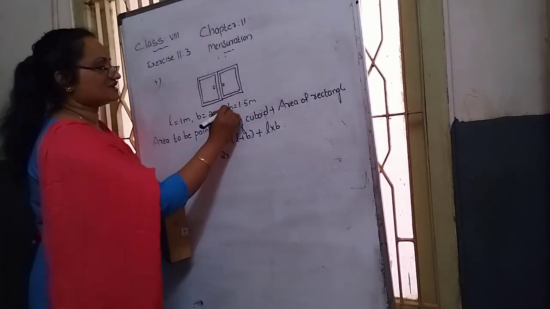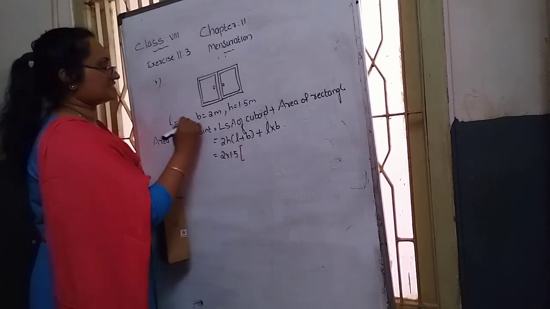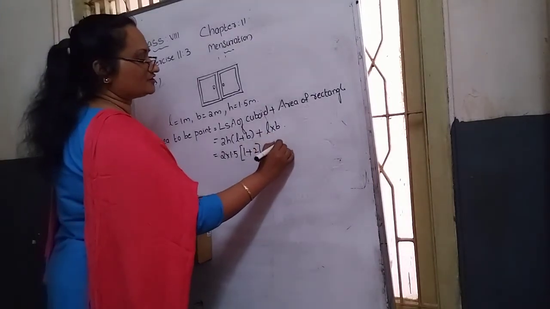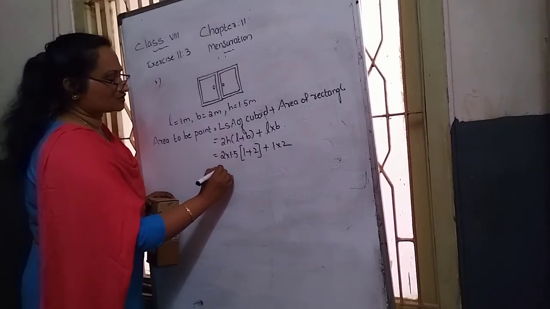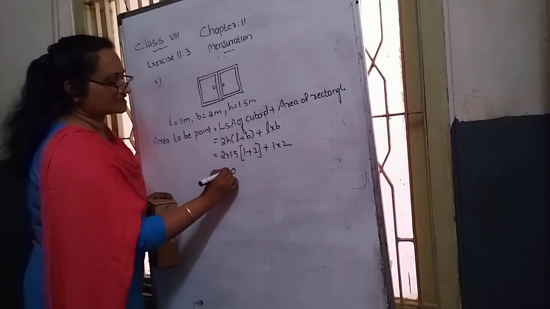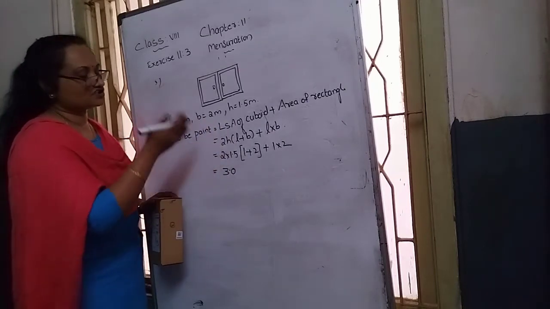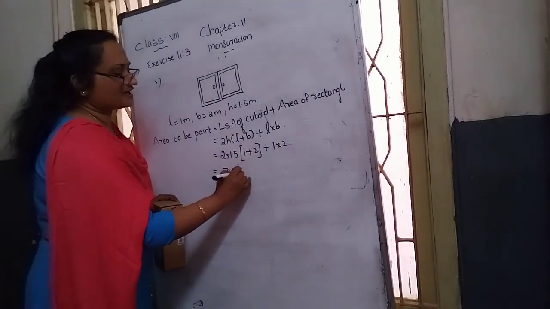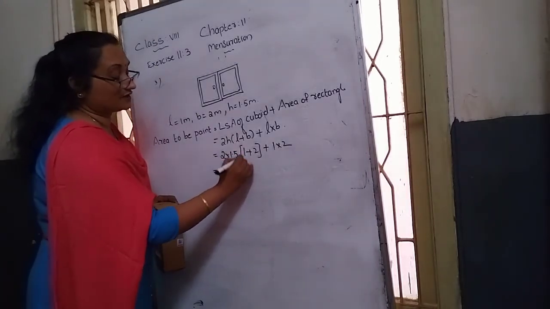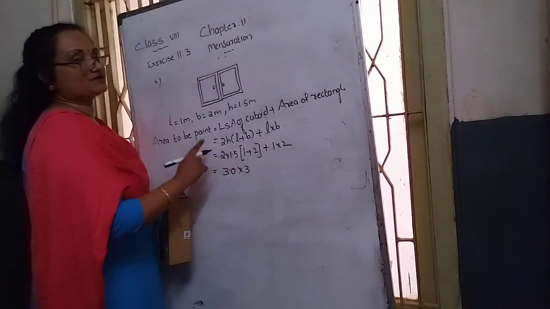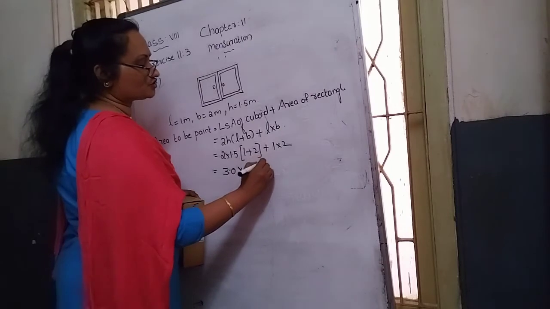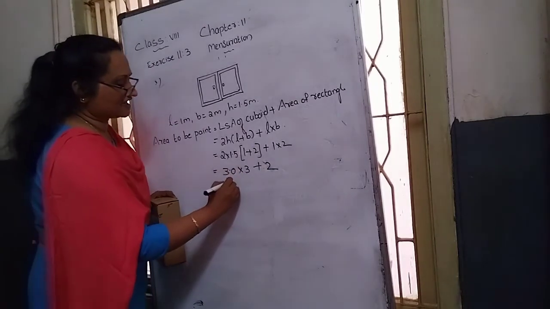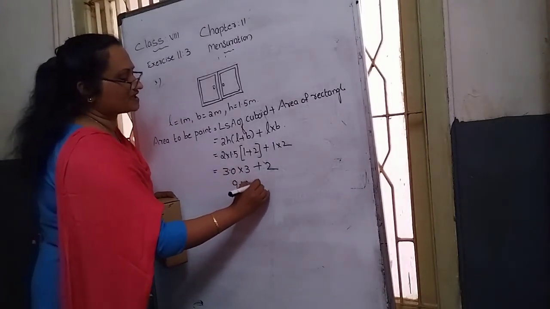Substitute the values. 2 into h, whose value is 1.5, inside the bracket L plus B. L is 1, breadth is 2. Plus length into breadth, which is 1 into 2. Calculate: 15 twos are how much? 30 comes, but there is 1 digit after the decimal point, so from right to left take 1 place and put a decimal: 3.0. Inside the bracket, 1 plus 2 becomes 3. That 3 is multiplied with the outside 3. Plus 1 into 2, which is 2. Then multiply, 3 threes are 9, plus 2 comes to 11.